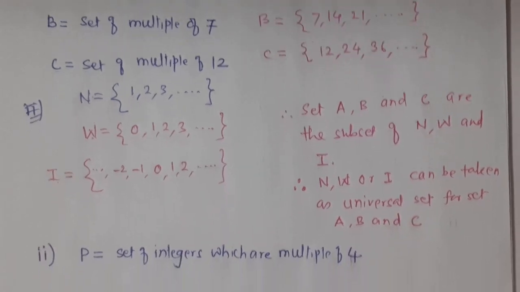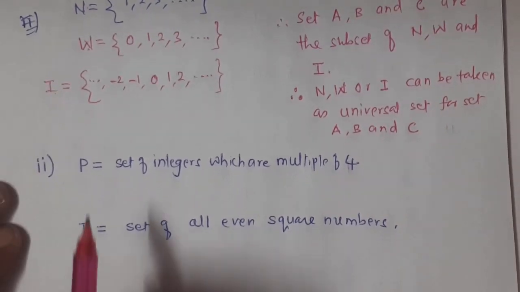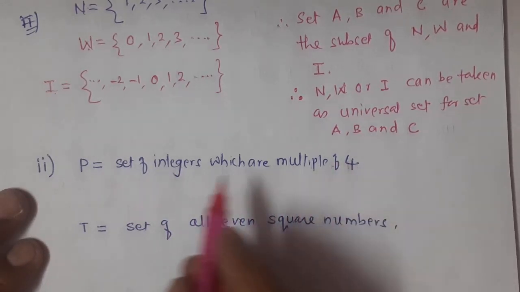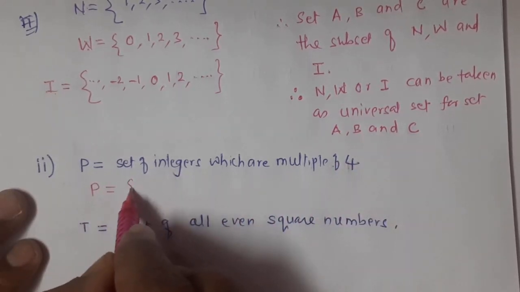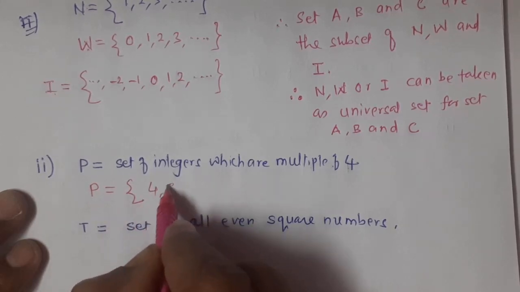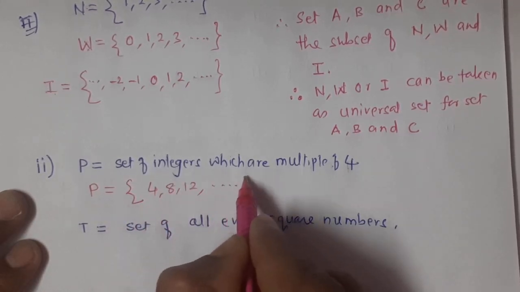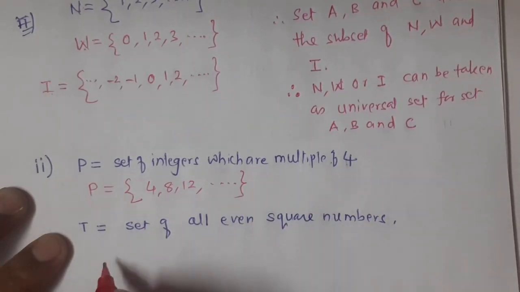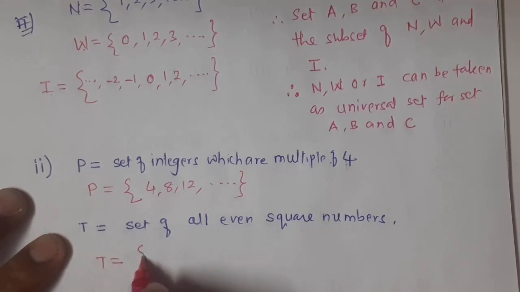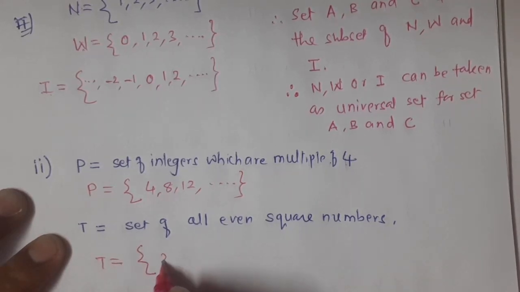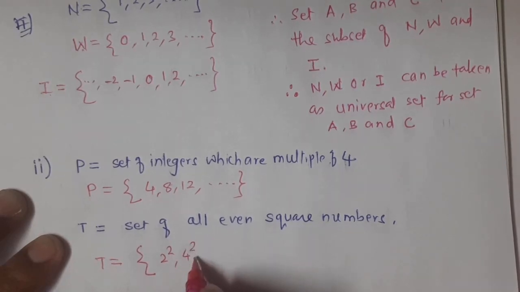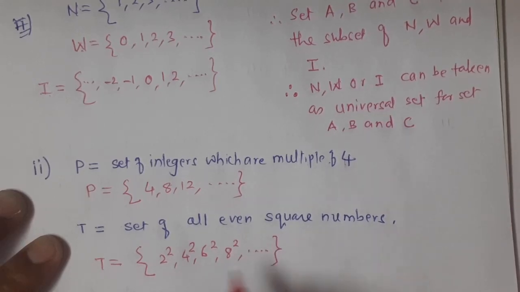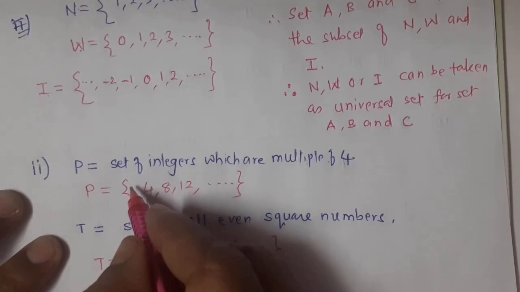Next is the second example: P is the set of integers which are multiples of 4, that is 4, 8, 12, like that. Then T is the set of all even square numbers, so T is 2 square, 4 square, 6 square, 8 square and like that. What will be the universal set for P and T?